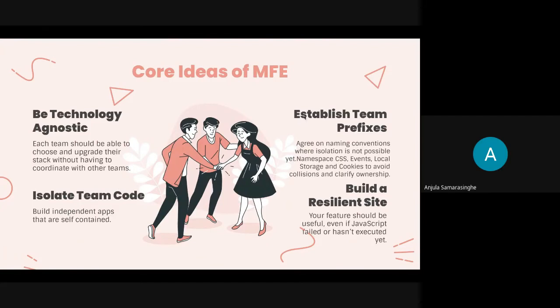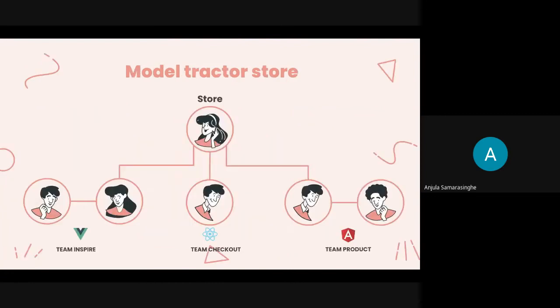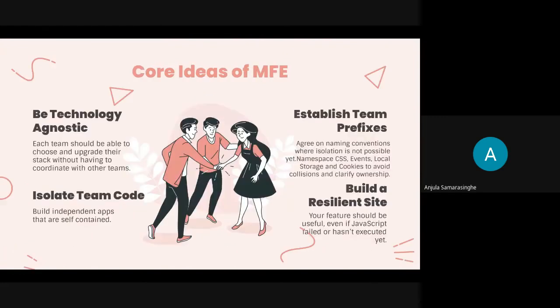But when they're starting the project, they have to agree on things like the naming conventions, because there are some situations where this isolation cannot be done yet. For example, let's say we have to use local storage or events or cookies. If they don't have a naming convention, there will be conflicts when they join the whole thing together. So we have to establish some team prefixes for that.